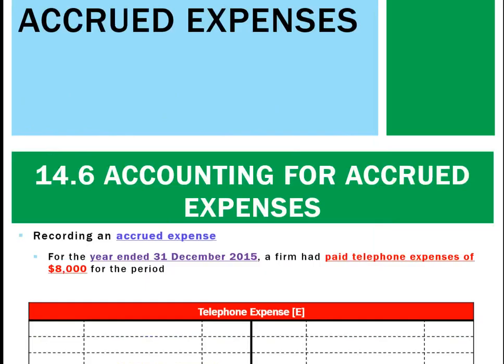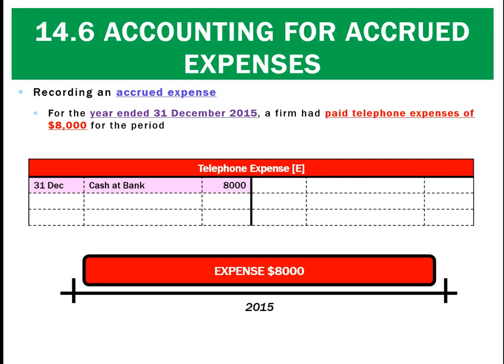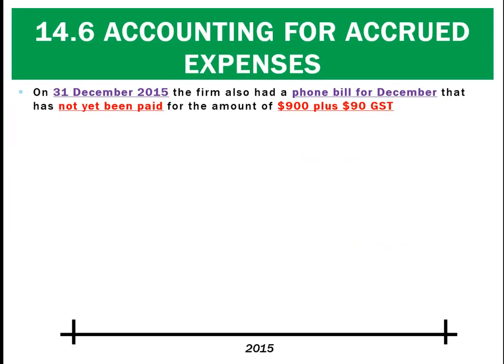Accounting for accrued expenses takes quite a bit of work. So let's say during the current financial year we had paid total telephone expenses of $8,000. So we'd have a debit to our telephone expense ledger, and the reference there is cash at bank. We've incurred $8,000 of phone bills and they've all been paid. However, what about at the end of the year?